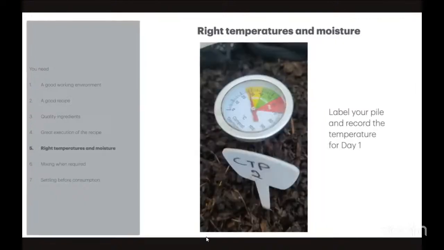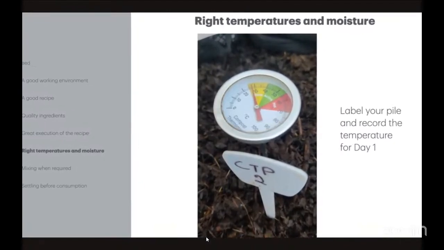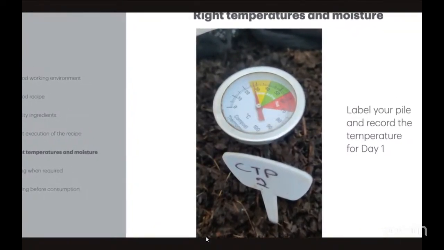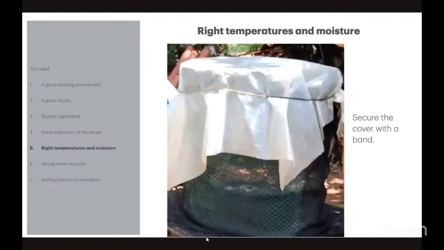Put a thermometer in and take your first reading, and put a peg with an ID in it, so that in case you're making more than one compost, you don't mistake which is which. Then take some plastic or some tarpaulin, put it across the top to stop anything getting into the compost pile, anything falling from above, or any rain. At this point as well, you'll also want to put a band around to hold the plastic down so that it doesn't get blown off.